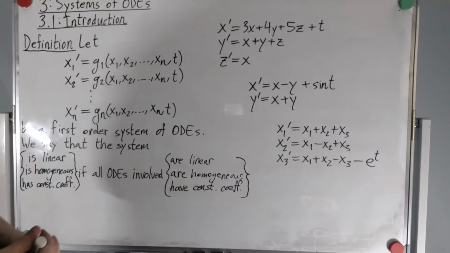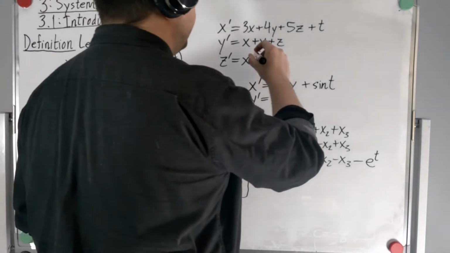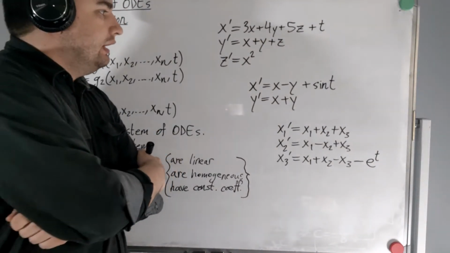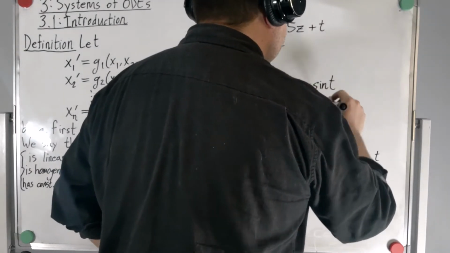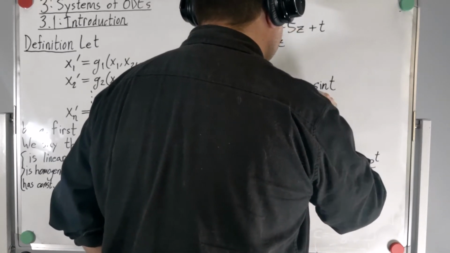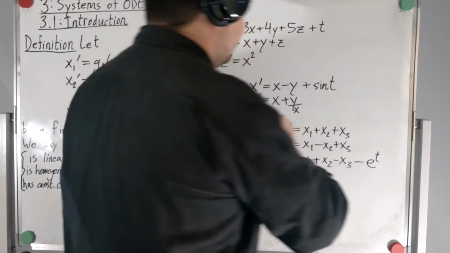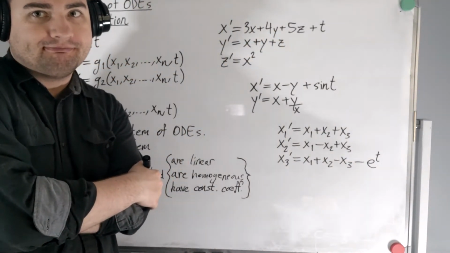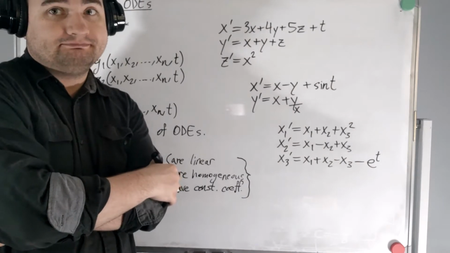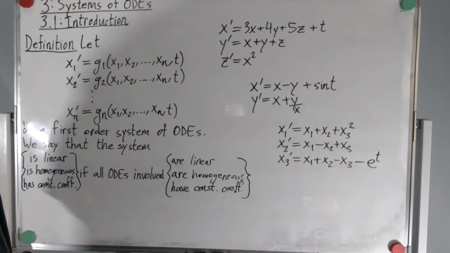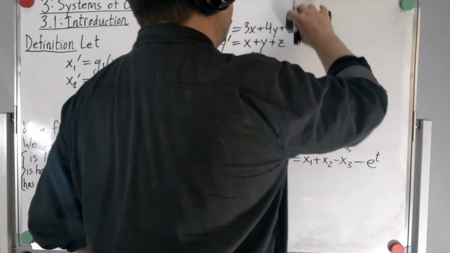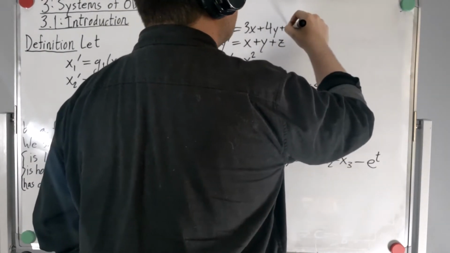Okay? Now, how to stop this from being linear? Okay, if you want to stop it from being linear, you could do something like that. That's no longer linear. Or like y over x there, that's no longer linear. Or something like that. That's no longer linear. Okay. And then what about if you want to have a system that doesn't have constant coefficients? Well, instead of 5 right here, maybe we'll put e to the t.